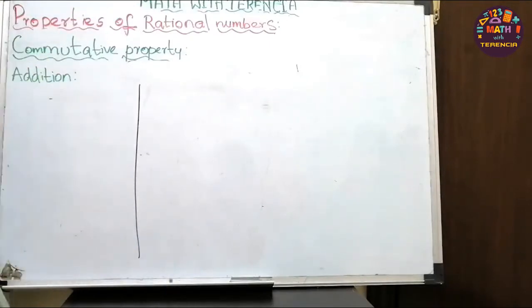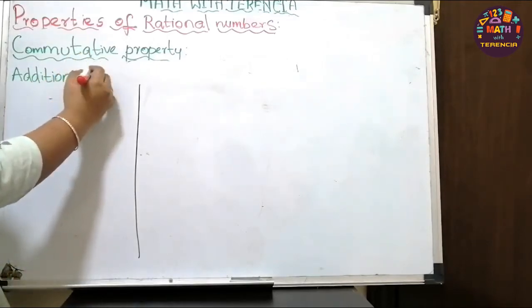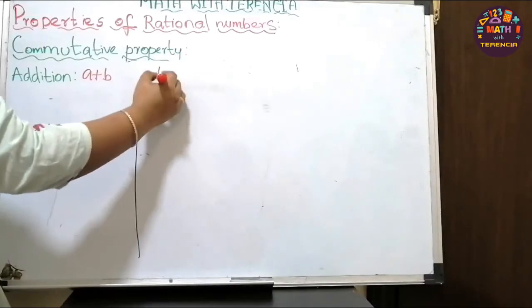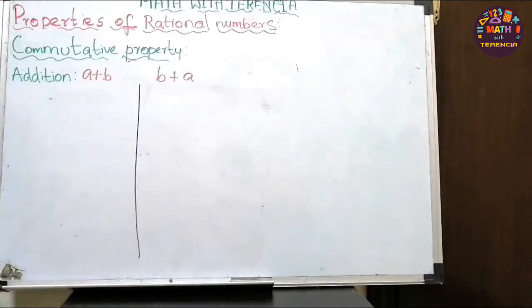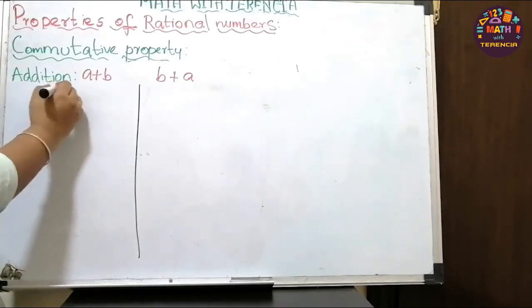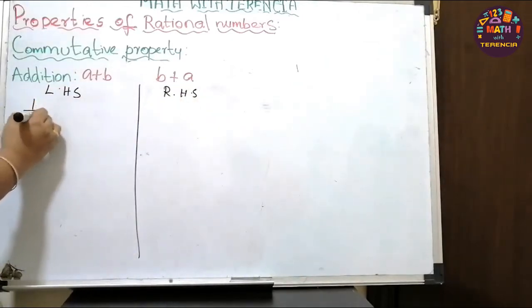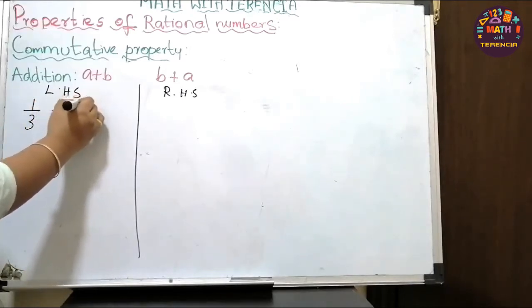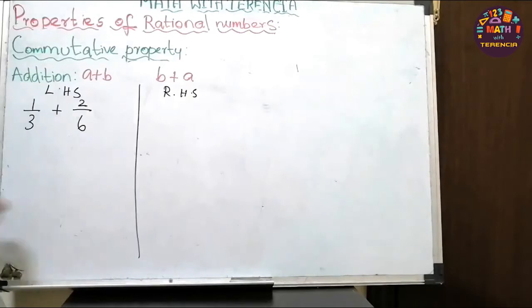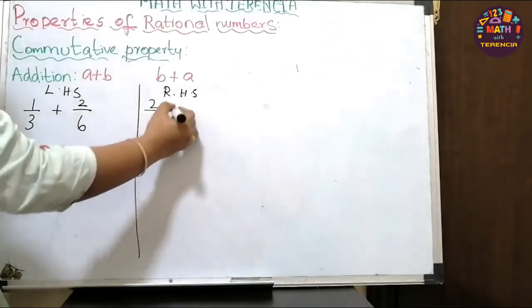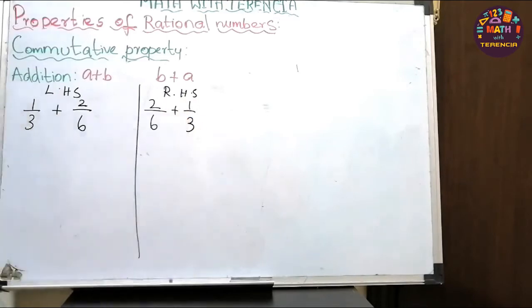So I am going to prove commutative property of addition of rational numbers. So I have A plus B in my LHS and B plus A in my RHS. If both the sides are equal, then I can say commutative property is true for addition of rational numbers. So my LHS, RHS, my number is 1 by 3 plus 2 by 6. So here I should have 2 by 6 plus 1 by 3.